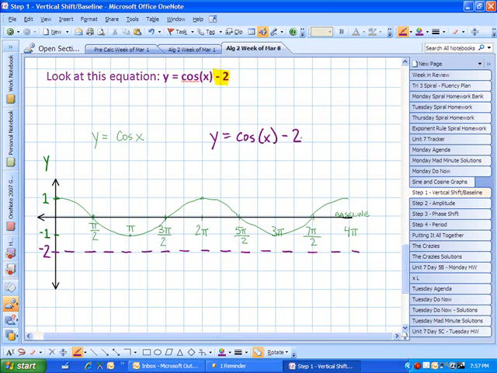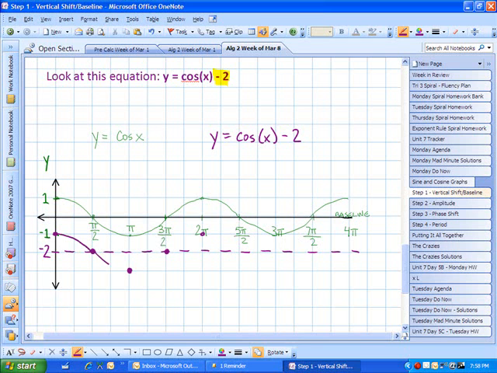Remember that cosine starts up at the top. Well, the top is only 1 above the baseline, right? You see it in the green graph. The green graph was 1 above the x-axis, so our new cosine graph still needs to be 1 above the baseline. So it starts at the top. At pi over 2, it's on the baseline. At pi, it's at the bottom. 3 pi over 2, back to the baseline. And at 2 pi, back to the top of the cycle.